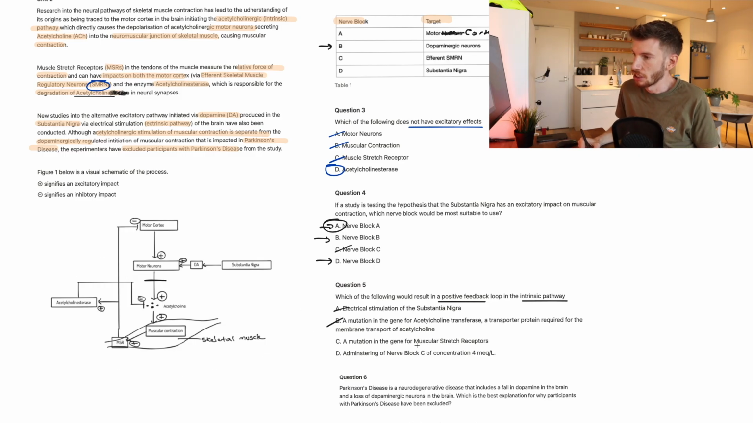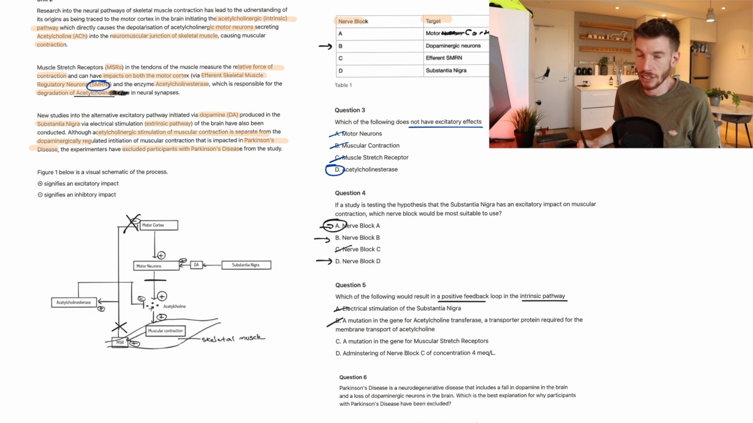So then we have a mutation in the gene for muscular stretch receptors. Again, we can assume that may have a negative impact. That's the more likely of the two, but it could be positive. A mutation in MSR, if we have a block here, means we lose the inhibition, and so there is nothing to tell the motor cortex to stop. So we've blocked MSR, which blocks the inhibition of the motor cortex. More importantly though, we block the acetylcholinesterase.